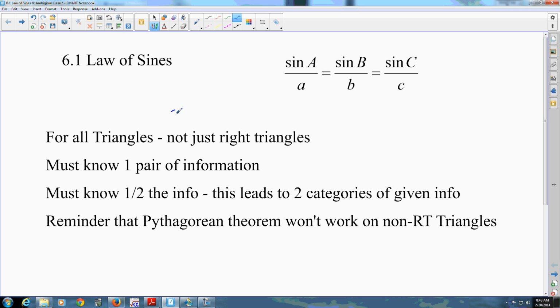But SOHCAHTOA can only be used on right triangles. So this can be used on everything. This can only be used on right triangles. And you can pretty much bet that we're going to be working with non-right triangles in these next two sections. So I wouldn't rely on SOHCAHTOA unless you're specifically told you have a right triangle. If you're not told what type of triangle it is, don't try and use SOHCAHTOA. This is what you're going to have to use.